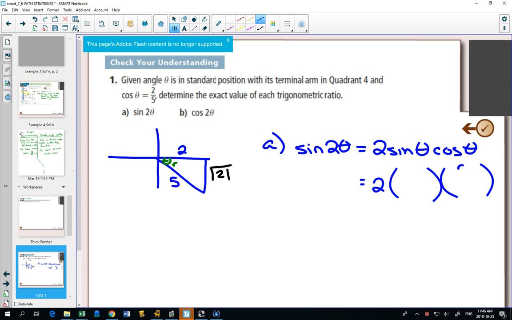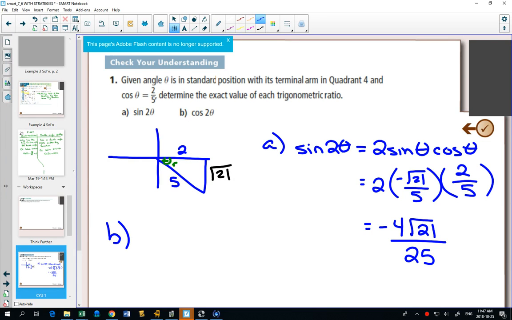Now the question gave us that cos of theta was 2/5, so I can fill that in right away. How does my triangle tell me what sine of theta is? Opposite over hypotenuse. And because it's in quadrant 4, it'll be negative. So the biggest mistake here is people forget the negative because they forget the CAST rule. And now if I multiply this all out, why does the 2 only multiply on the top? Because it's 2 over 1. So we get negative 4 root 21 over 25.